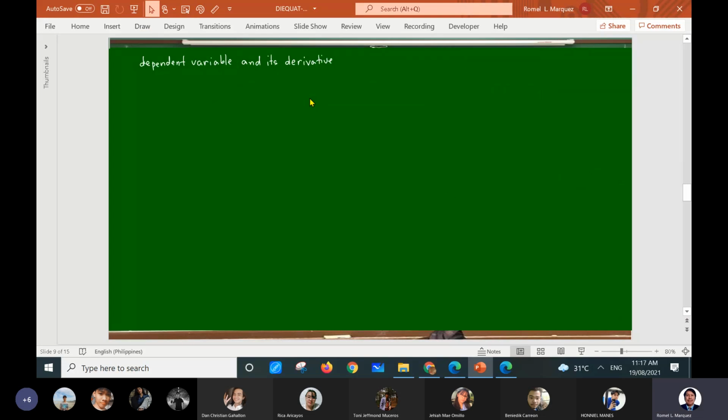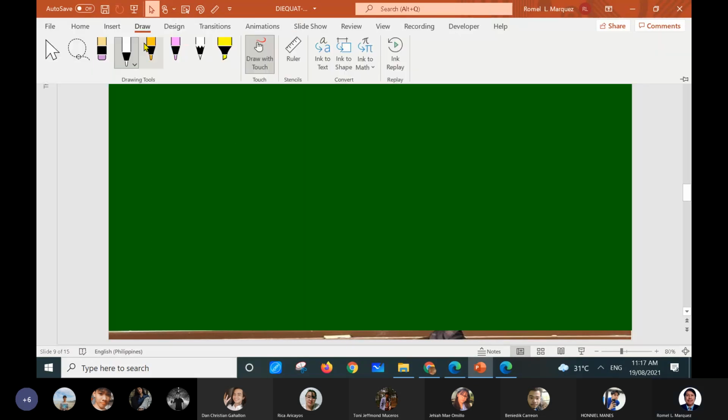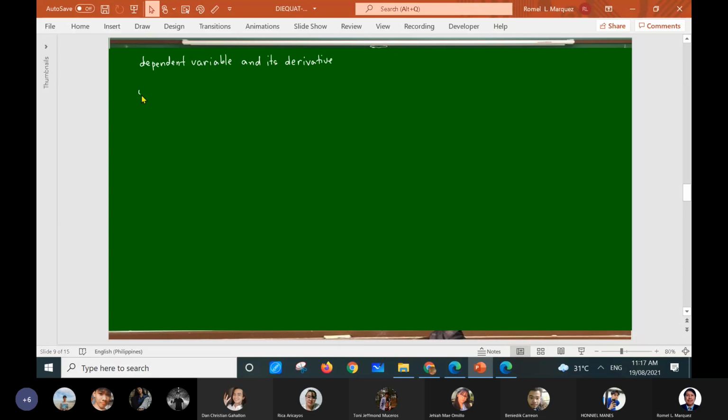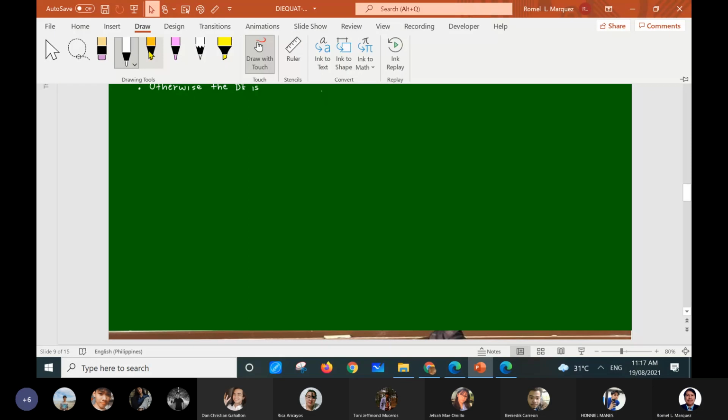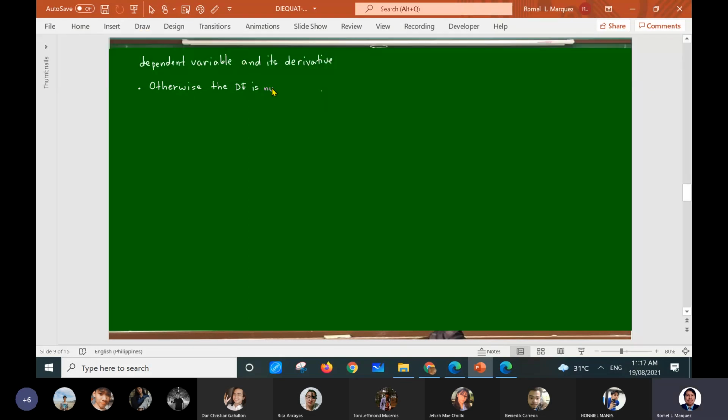So these are the three conditions. Once these three conditions are satisfied, then we say that the given DE is linear. Otherwise, the DE is nonlinear. Is that clear, guys?